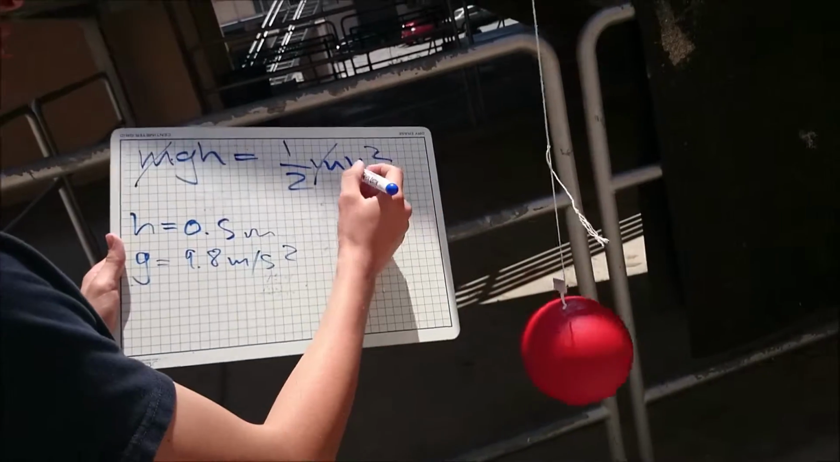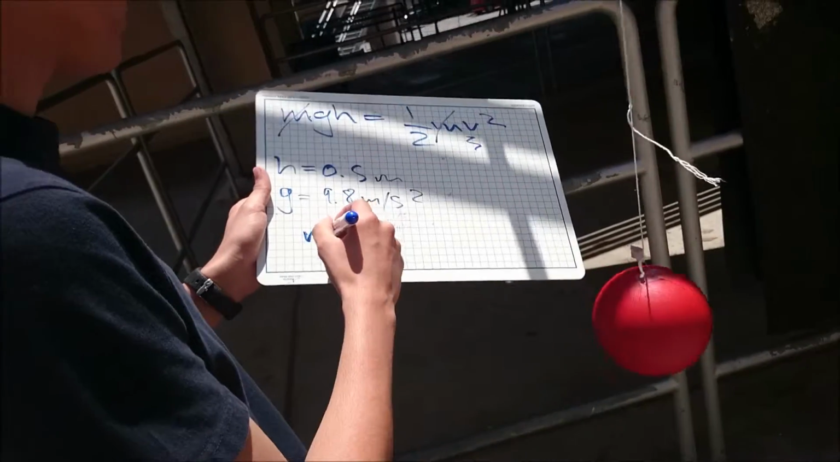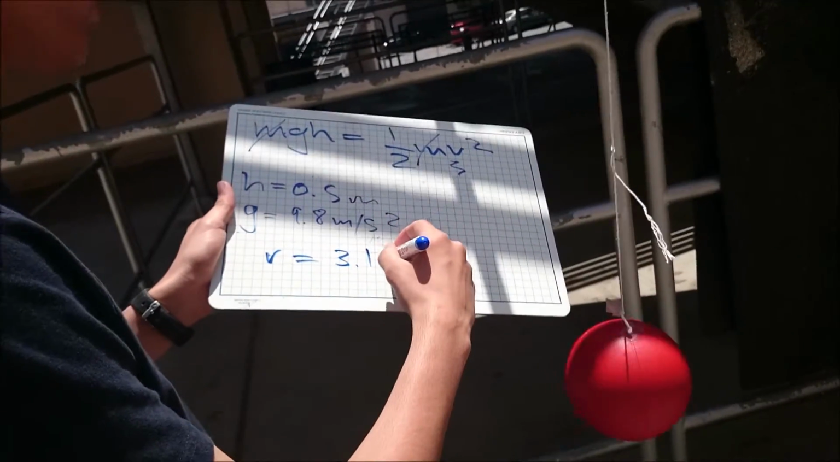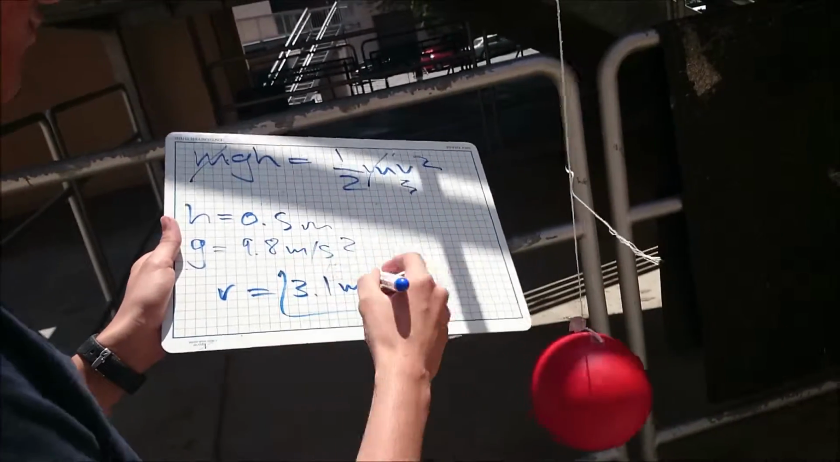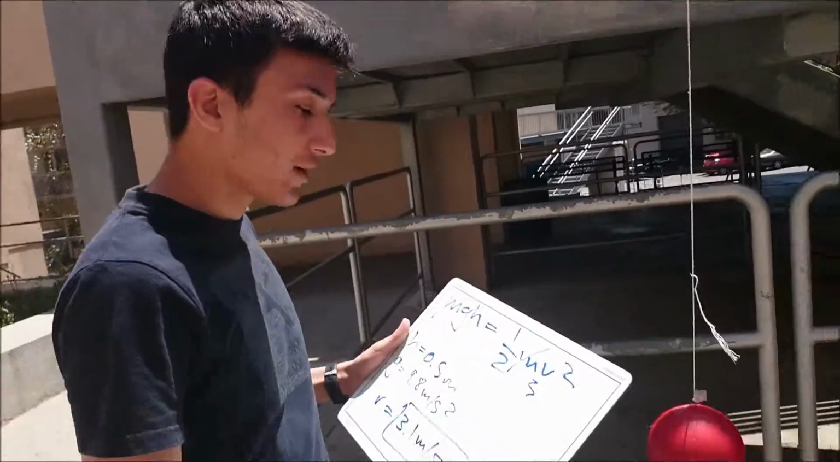So now, all we want to do is find the velocity, and then it's just simple algebra and we isolate. And if you actually do it, you'll find that it's about 3.1 meters per second. So, that's conservation of energy. That's how to apply it in a simple physics problem.